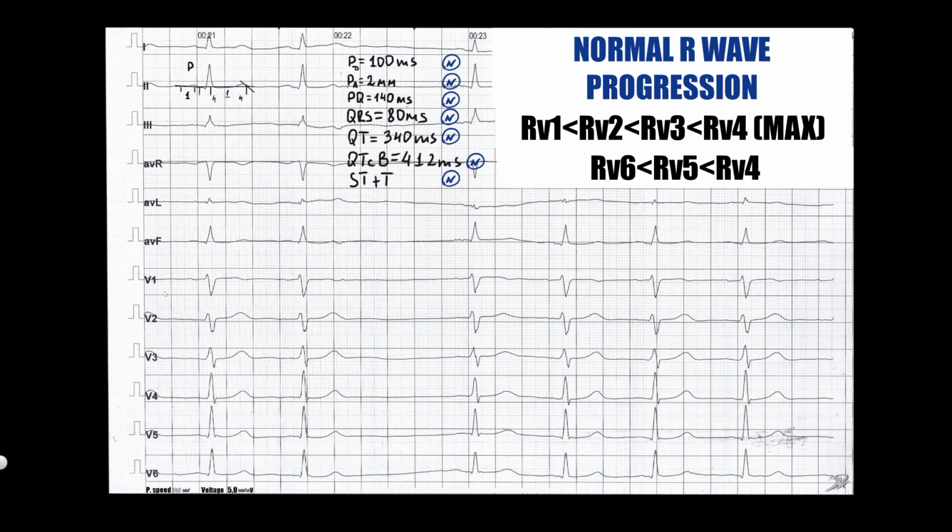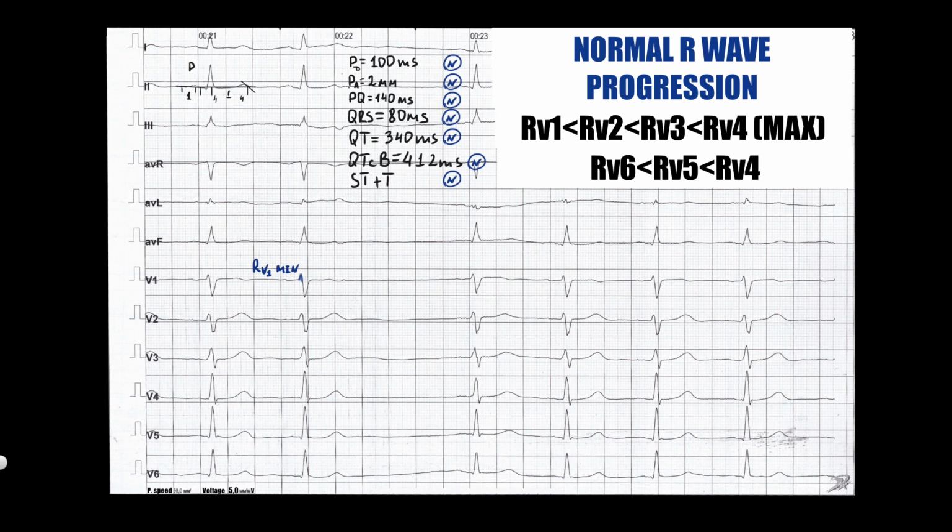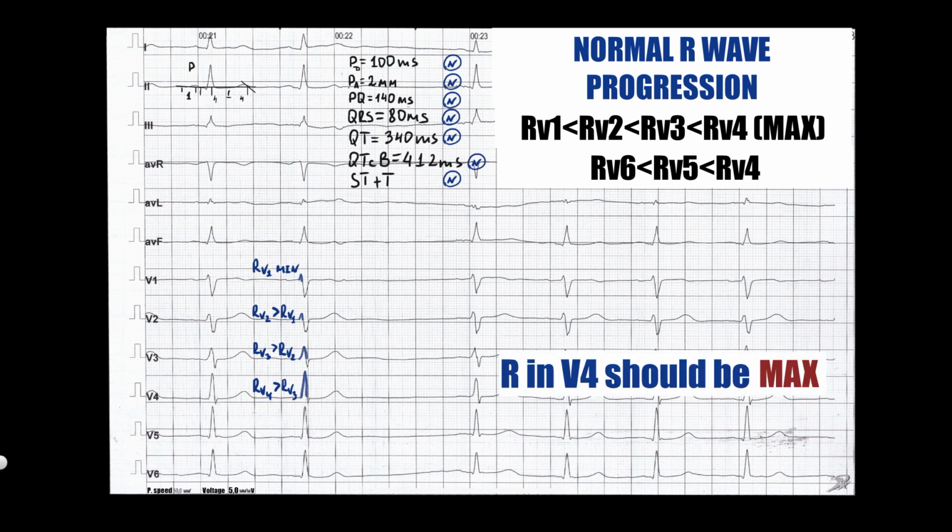Let's check. V1 has minimal R. R in V2 is bigger than in V1. R in V3 is bigger than in V2. R in V4 is bigger than in V3. Now look, even by eye, R in V5 appears bigger than R in V4. Let's check. R in V4 is equal to 90 mm. Remember that voltage is 5 mm per millivolt.